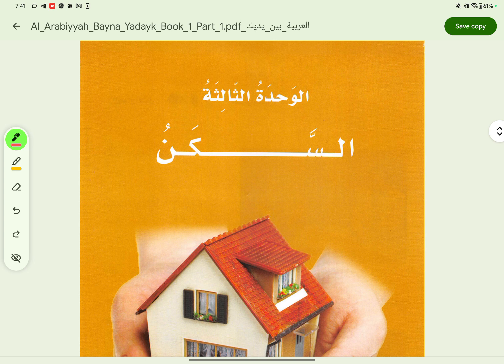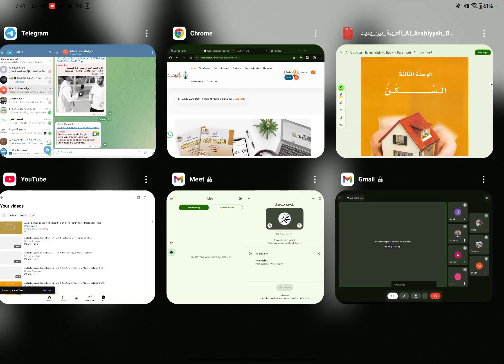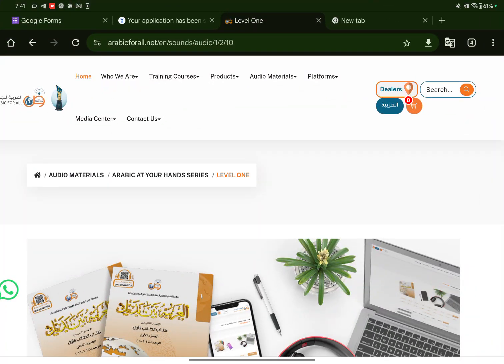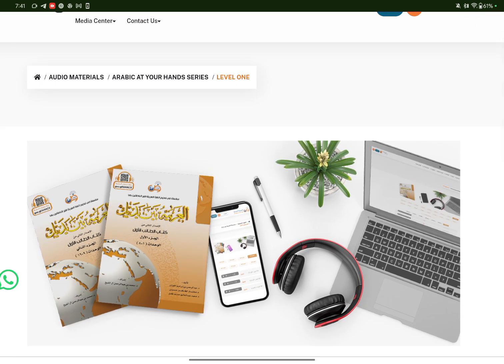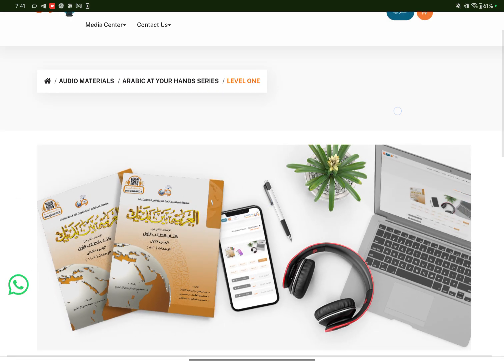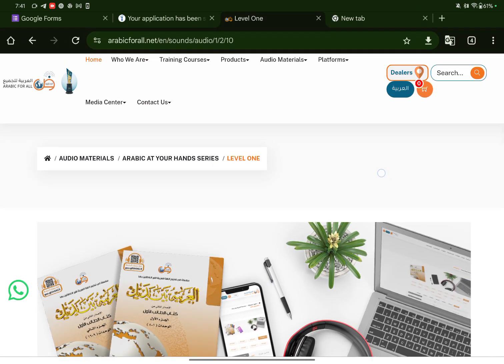Okay, walillah alhamd, we have reached the third chapter, الوحدة الثالثة. Alright, before we begin, there was a request to explain the use of the Arabic for all. The Arabic for all is a website that, walillah alhamd, is connected to the book. As you can see, this is the same book that we're using right here on the screen.